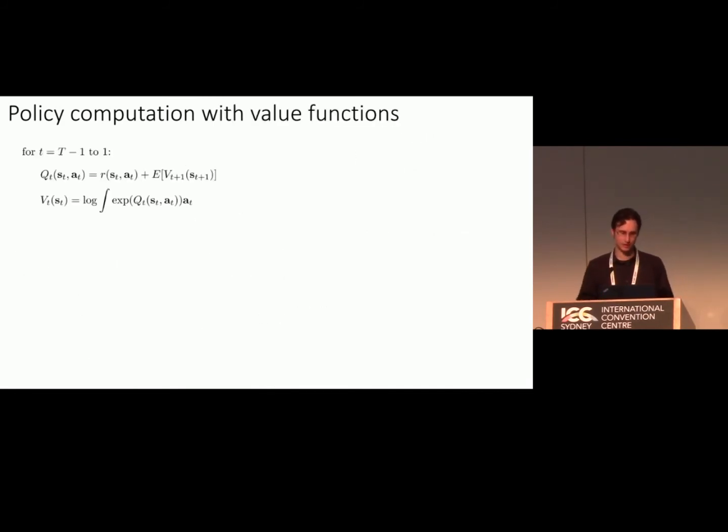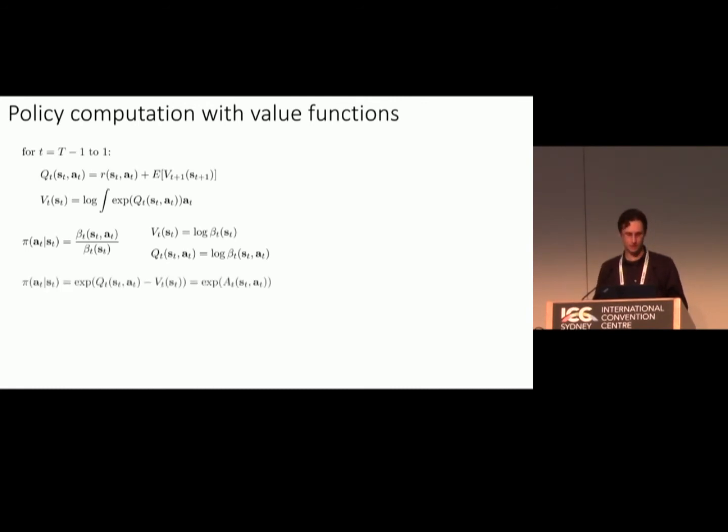Now, let's remember this relationship between Q functions, value functions, and backward messages. If the policy is the state action backward message divided by the state backward message, and the value function is the log of beta s, and the Q function is the log of beta s comma a, then the policy is actually the exponential of Q minus V, and that's just the advantage. So the policy is equal to the exponential of the advantage. That seems very natural. That means that the best action according to your Q function is taken most often, and the other ones are exponentially less likely.